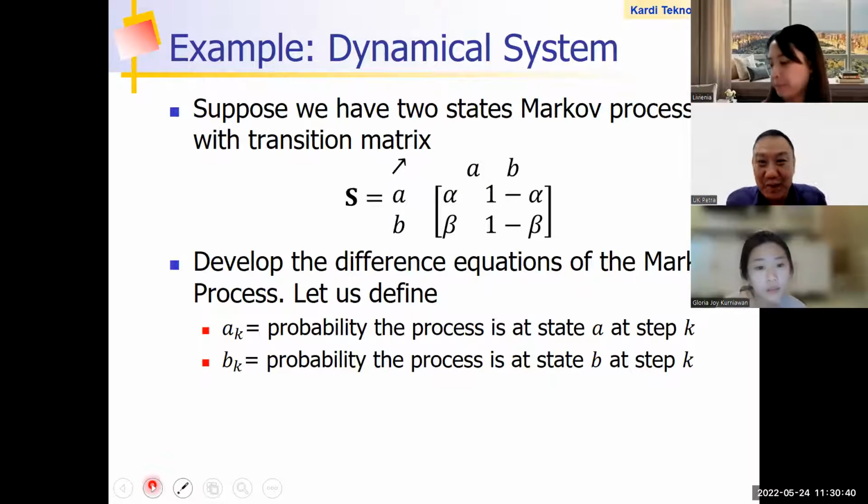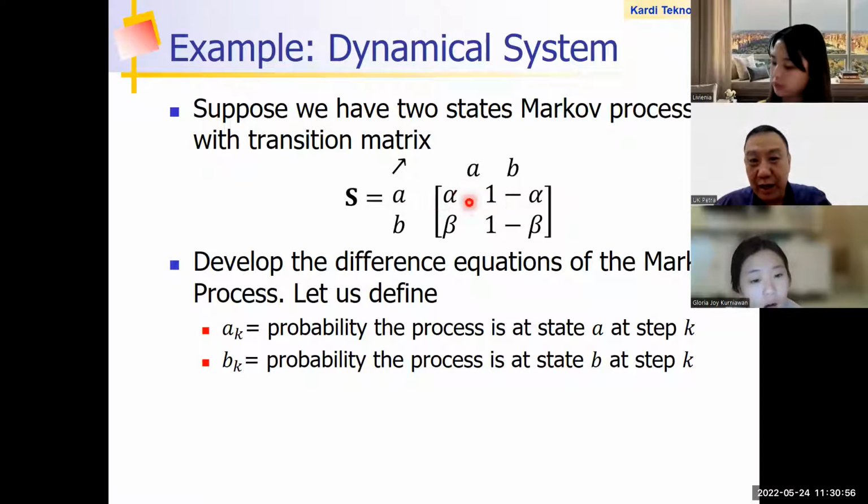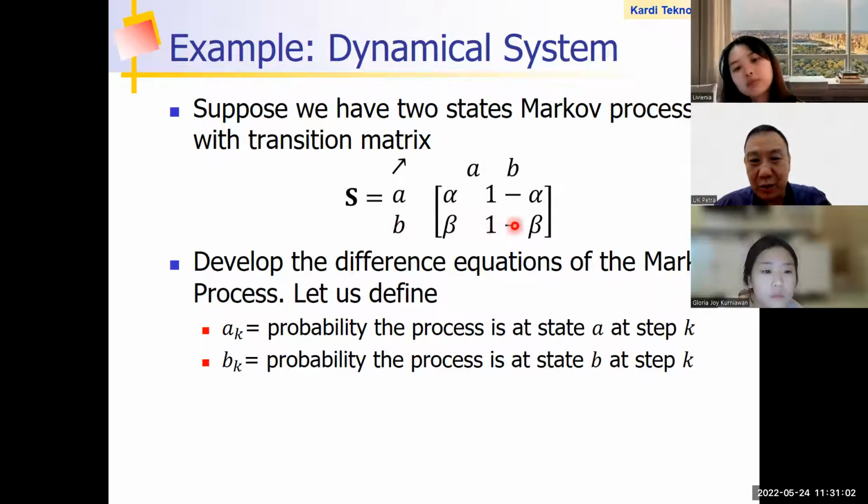Okay, so I have a Markov process with two states, A and B, and the probability to go from A to A is alpha, right? Of course, A to B is 1 minus alpha, right? So B to A is beta, and then of course this one is 1 minus beta, right? So let's create the difference equation of this Markov process.